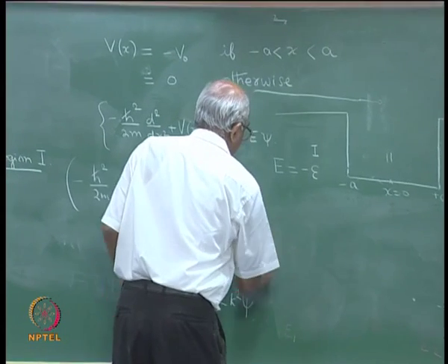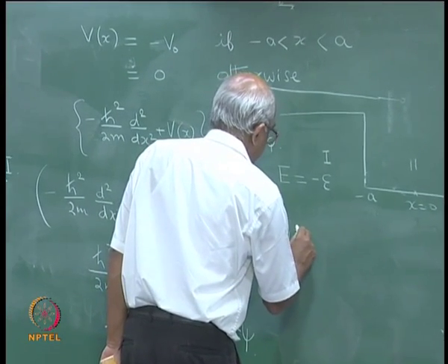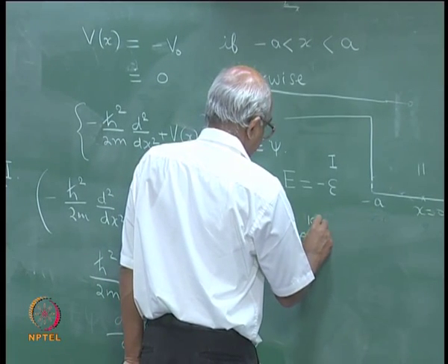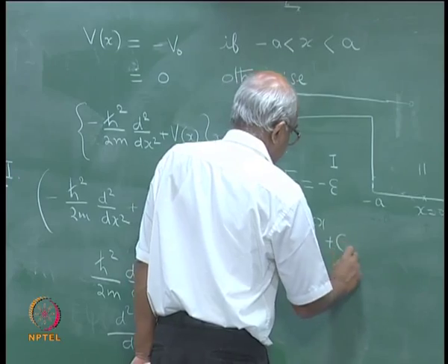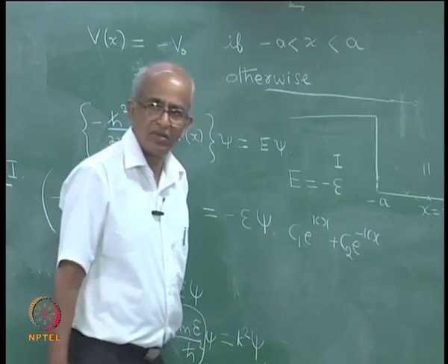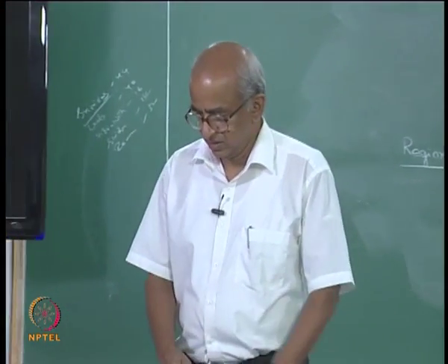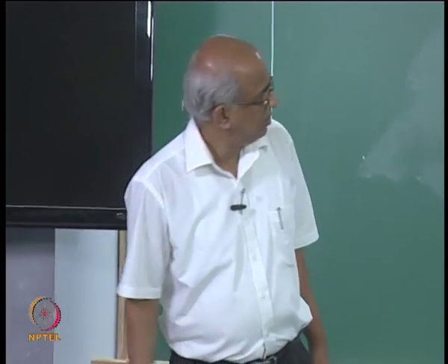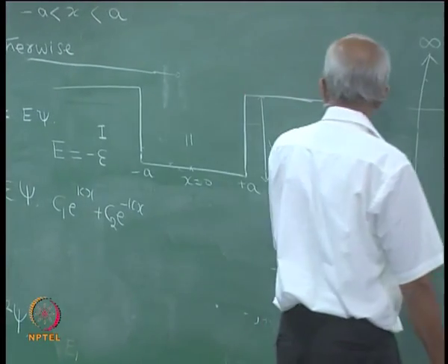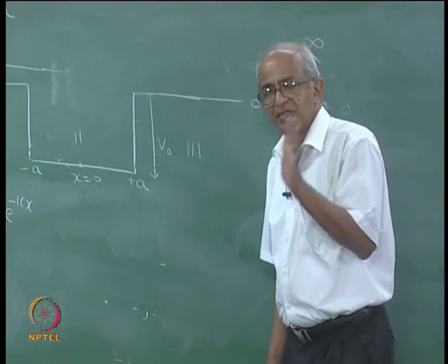in region 1, what is the solution that we have found? C1 e to the power of kappa x plus C2 e to the power of minus kappa x is the solution. Fine. So, what will be the solution in this region? Well, there also the potential energy is 0.